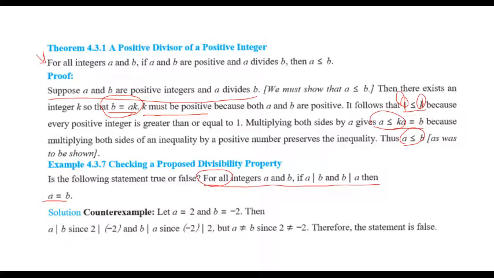Okay, so a divides b, that's true, right? Because 2 divides negative 2, because negative 2 is equal to 2 times negative 1. And similarly, b divides a, because negative 2 again divides 2, right? But obviously, a and b are not equal. a is 2, b is negative 2. As a result, we prove that this statement is false because we found a counterexample.